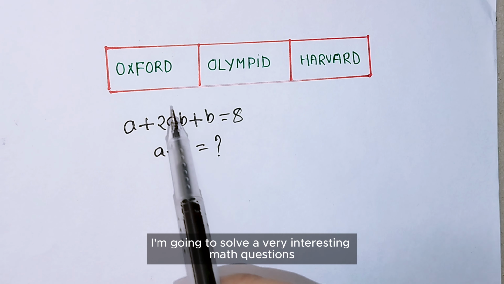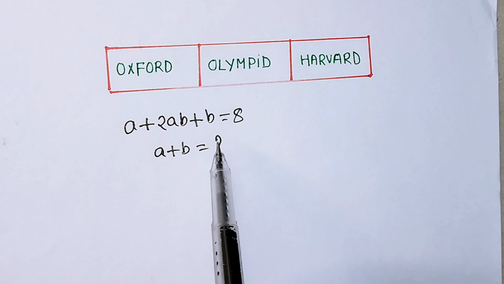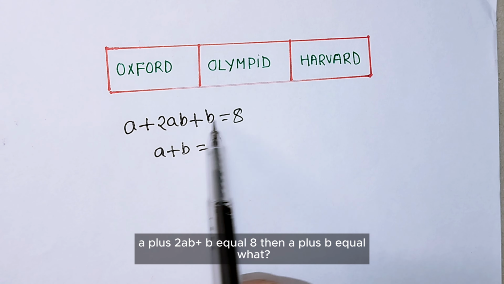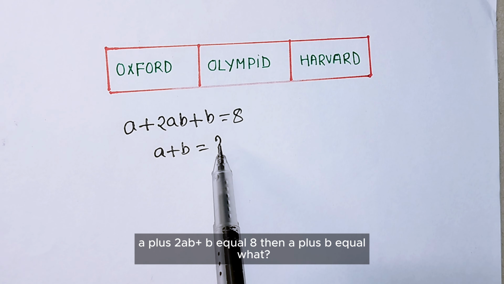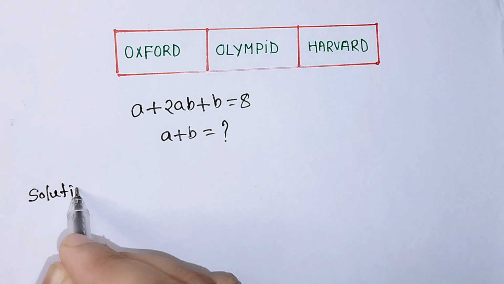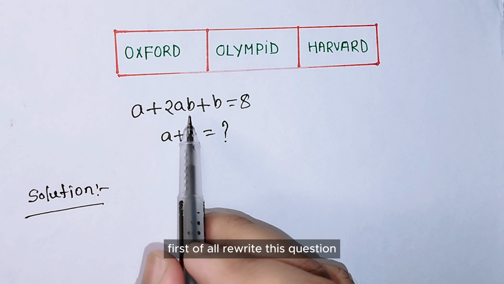Today I am going to solve a very interesting math question. a plus 2ab plus b equal 8, then a plus b equal what? First of all, rewrite this question.